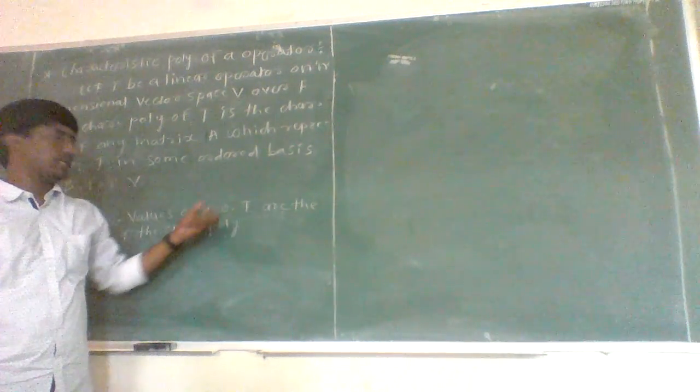Okay. There are some notes. First one, the characteristic values of a linear operator T are the roots of the characteristic polynomial. So if we want to find the characteristic values of a linear operator T, we find the characteristic polynomial of the operator T, and the roots of that polynomial are nothing but the characteristic values of the linear operator T.